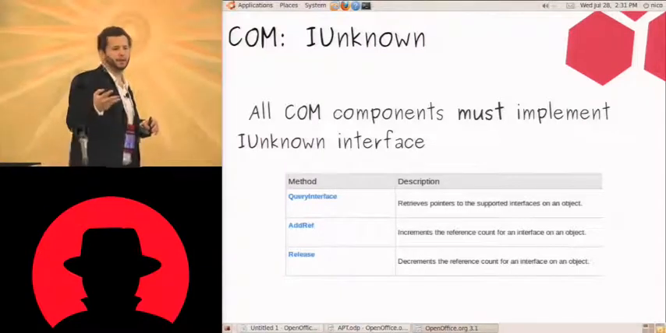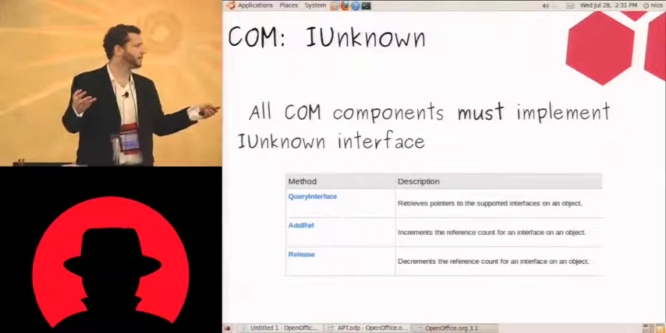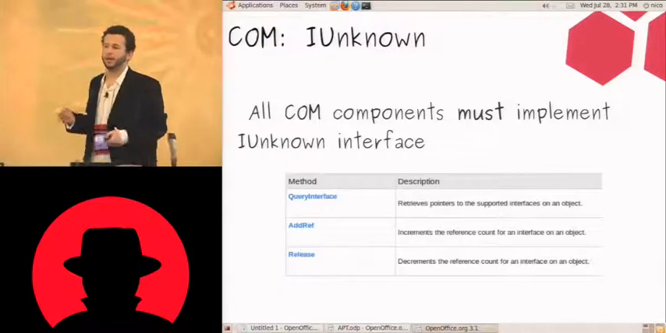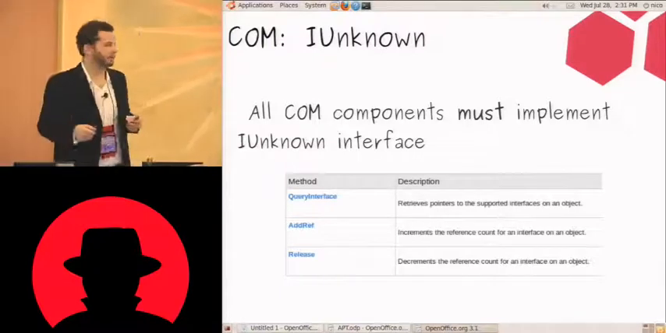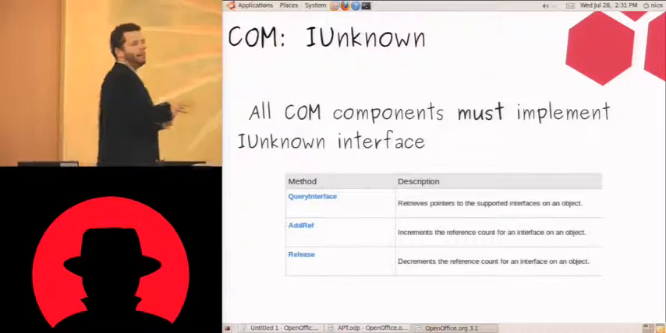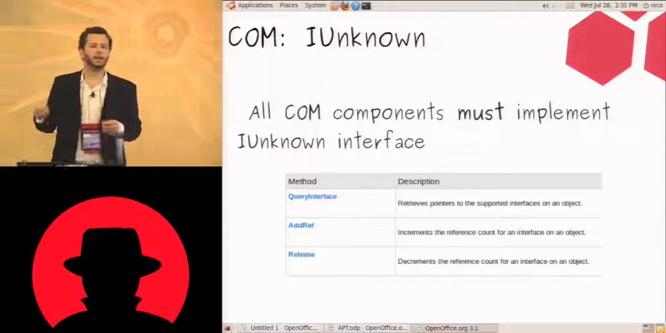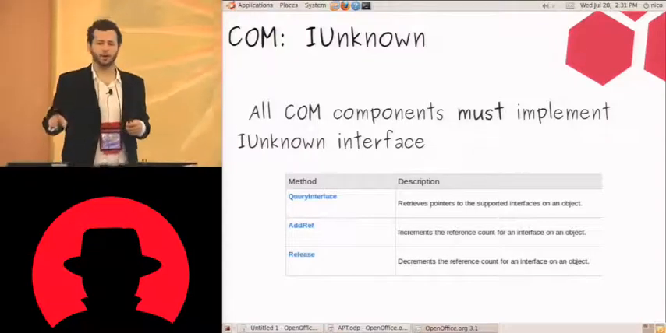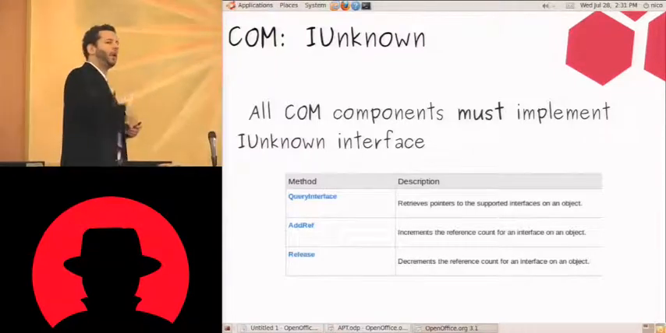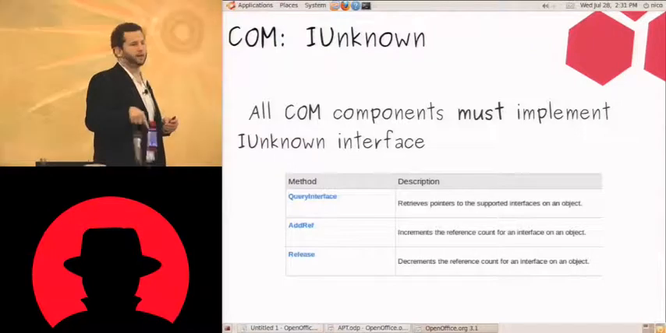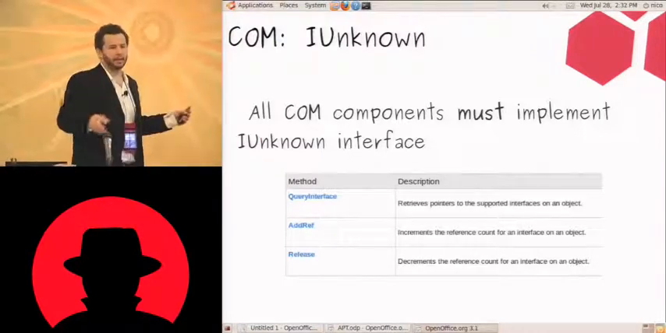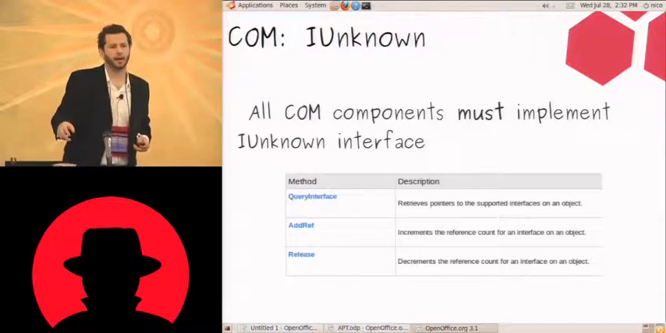The IUnknown interface exports three methods. The first one is QueryInterface, which is in charge of returning an interface from an object. And then we have AddRef and Release. AddRef increments the counter. Release decrements the counter. These are not API functions. These are methods that you should have on your object in order to make it compatible with COM.